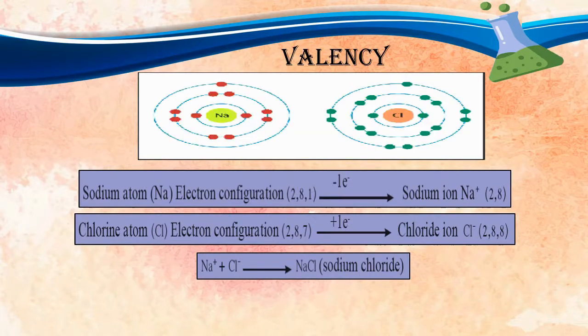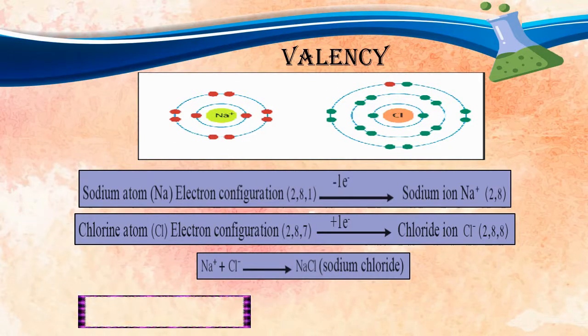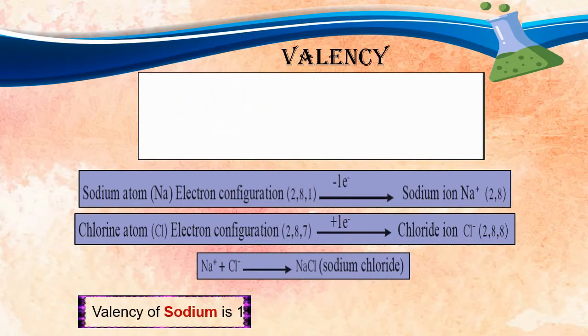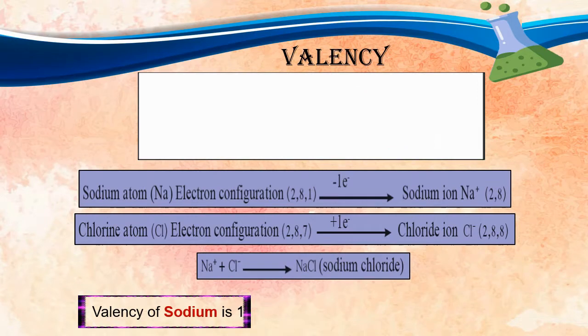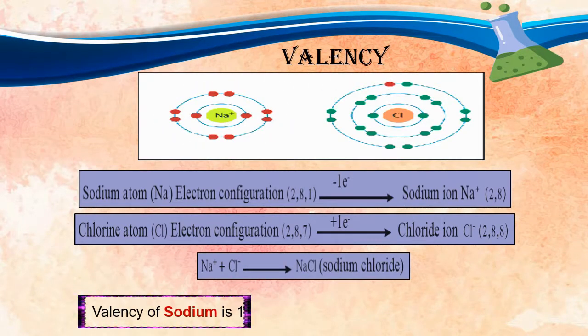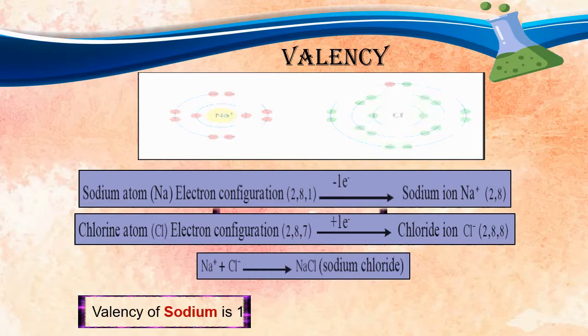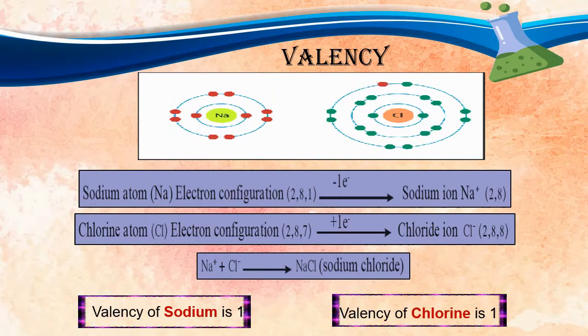Thus, a sodium atom has the capacity to give away one electron. Therefore, valency of sodium is 1. While a chlorine atom has the capacity to take up one electron. Therefore, the valency of chlorine is also 1. The number of electrons that are given away or taken up is always a whole number. Therefore, valency is always a whole number.